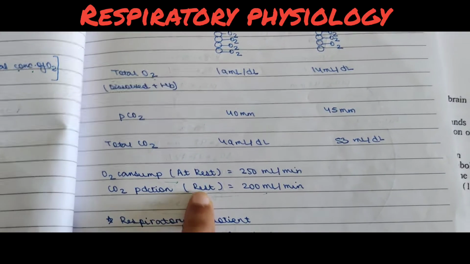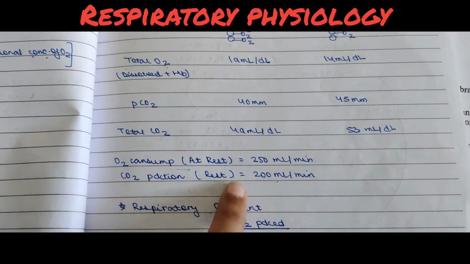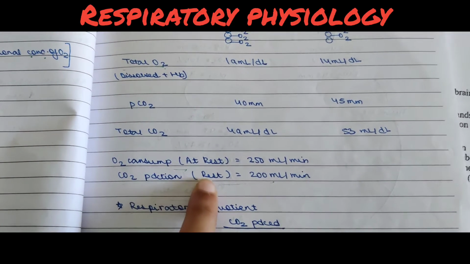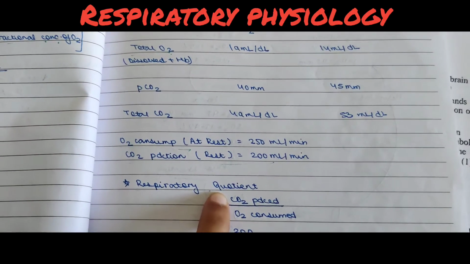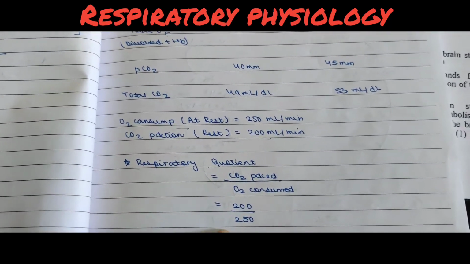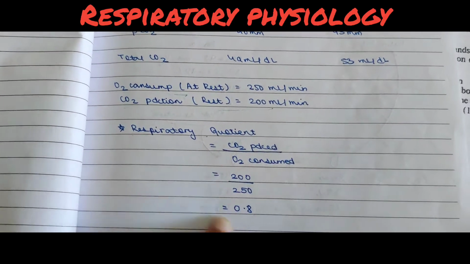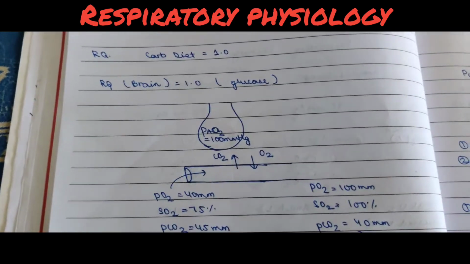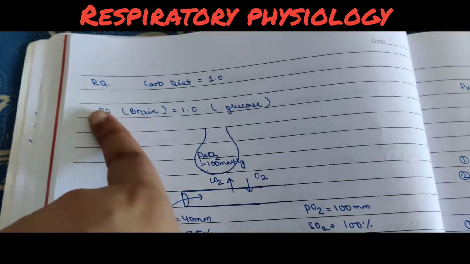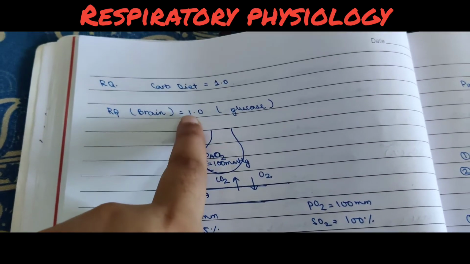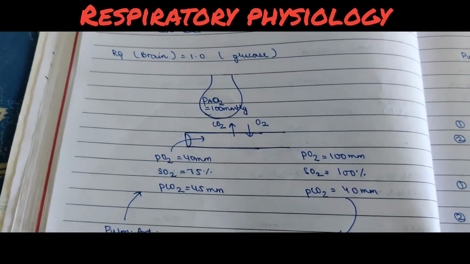Oxygen consumption at rest is 250 milliliter per minute, and CO2 production at rest is 200 milliliter per minute, which means respiratory quotient is 200 by 250, that is 0.8. Respiratory quotient of carbohydrate diet is 1. So respiratory quotient of brain will always be 1 because it only takes glucose.